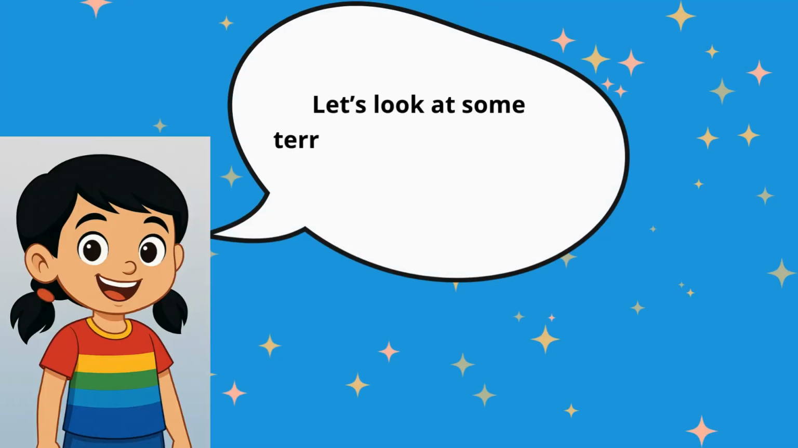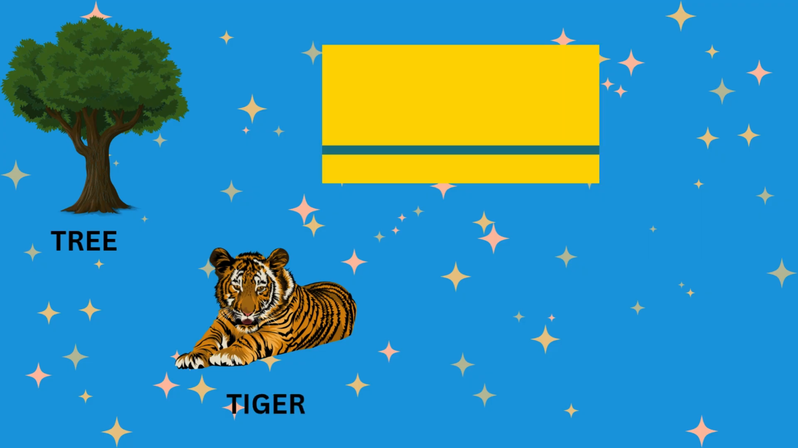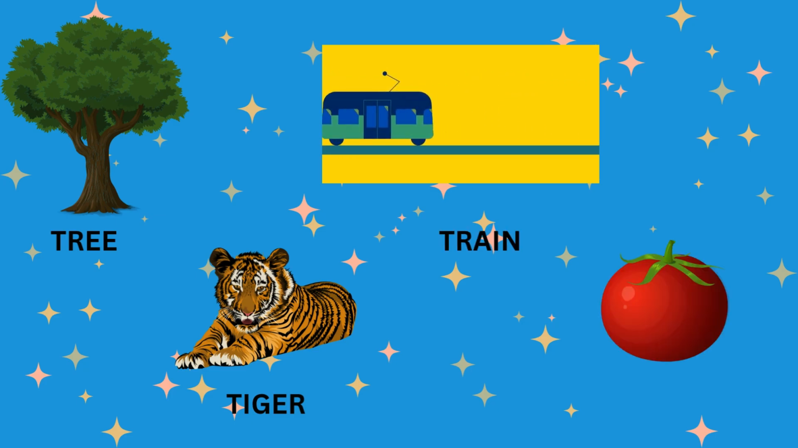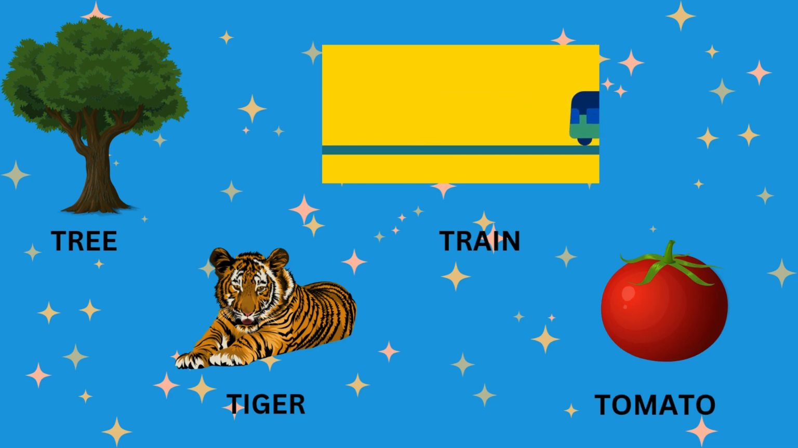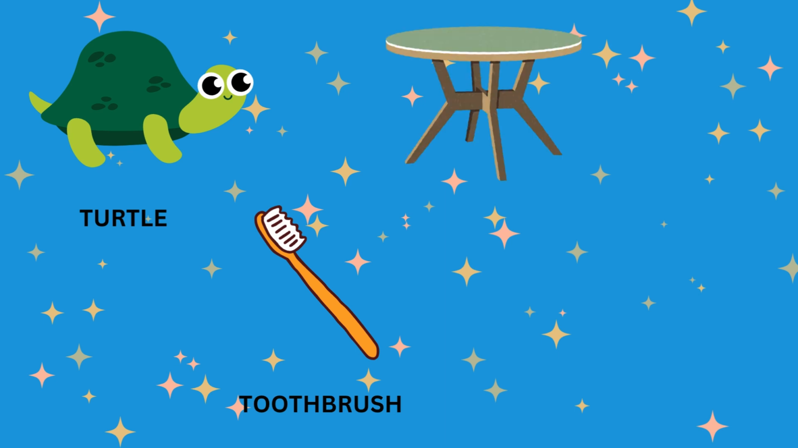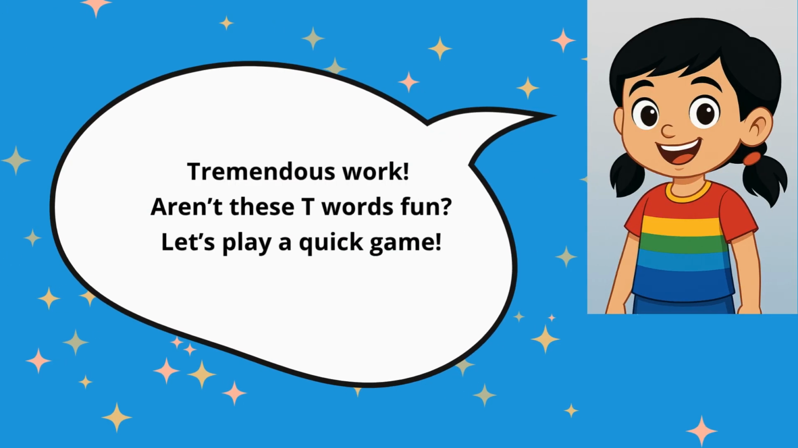Let's look at some terrific T words together. Tree, tiger, train, tomato, turtle, toothbrush, table, tap. Tremendous work! Aren't these T words fun?